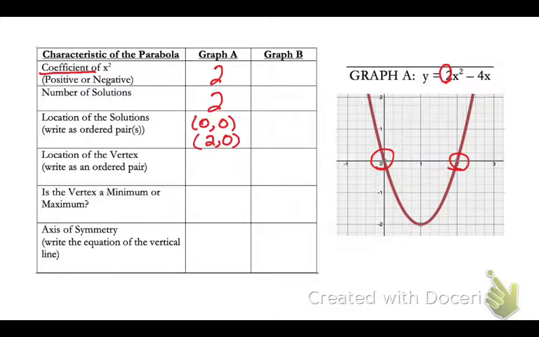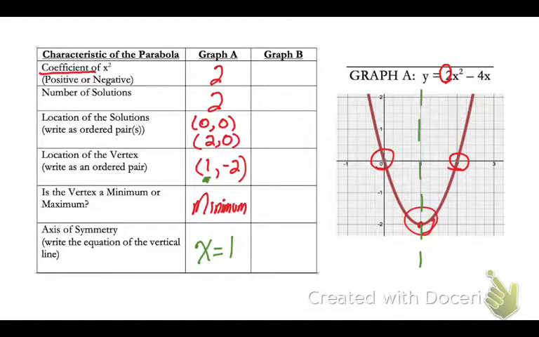The vertex of this parabola is my lowest point there, and that is (1, -2). And since it is the lowest point of the graph, that is a minimum. And the axis of symmetry is the line that cuts right down the middle. The equation of that vertical line is x equals 1. Notice that's the same as the x value of my vertex. Now, make sure you have all of this written down, and then we're going to go to graph B.